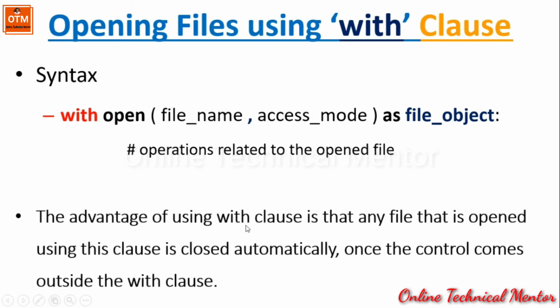The advantage of using the with clause is that any file that is opened using this clause is closed automatically once the control comes outside the with clause. That means we do not have to write the file object dot close function to close a file. So this is the difference. Let me show you an example.